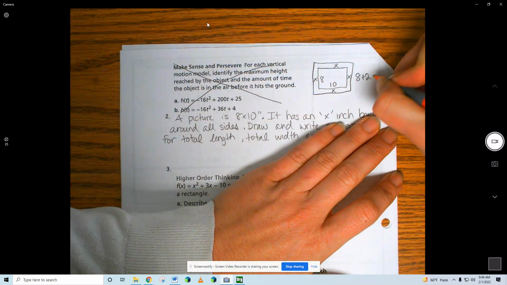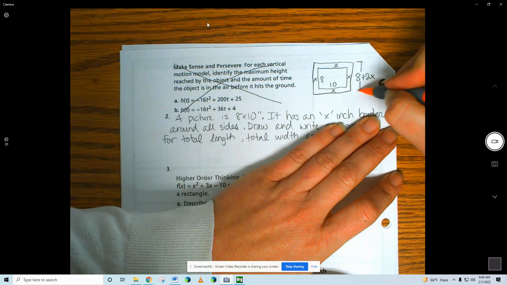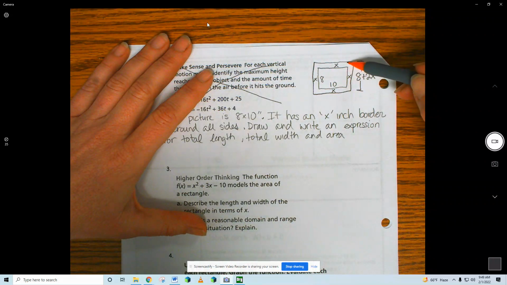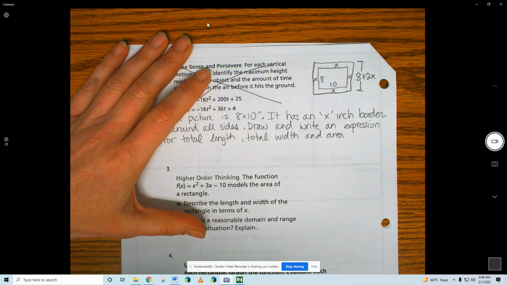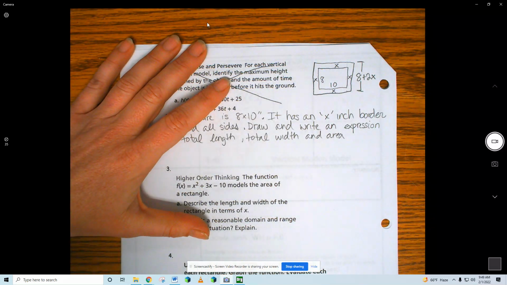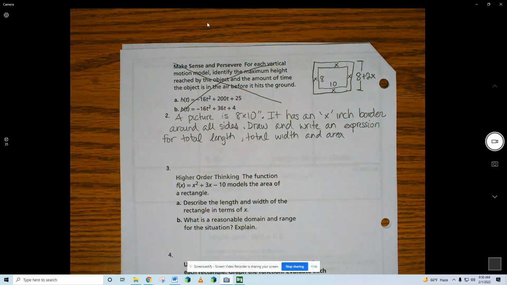8 plus 2X. That's from top to bottom. It's 8 high, and then another X on top and an X on bottom. 8 plus X plus X. What's my new length? If my original picture was 10 inches, and then I add an X and an X on each side, it's going to be what total? 10 plus X plus X. 10 plus 2X.